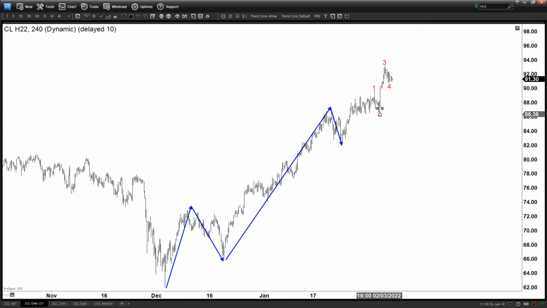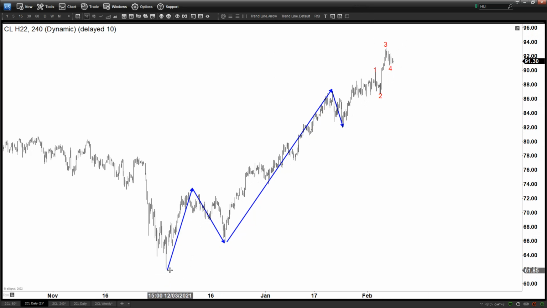So I think the more conservative count usually is the best in terms of preparing yourself, right? And so I think this one looks pretty reasonable. And again, looking for one more leg to finish this 5 ways up from January 25th, as well as potentially ending 5 ways up from December last year as well.